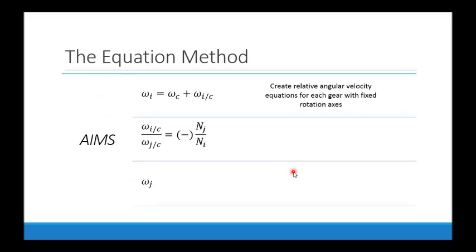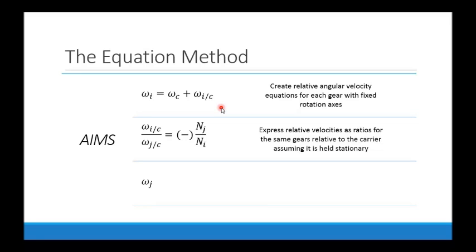Firstly, we wish to create expressions for the angular velocities of any gears which have fixed rotation axes. We use the kinematics relationship here, where i is the ith gear and C is the carrier of the system.